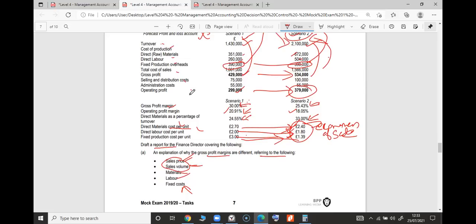What can be the reason? I would like to hear a little from you. What can be the reason for labor cost going down 20 pence? Give me the common reasons. In scenario 2 it is going down. Why? Cheaper labor is a general reason, that's true, but can you specify? Learning effect. Lovely, thank you. Yes, of course, learning effect.